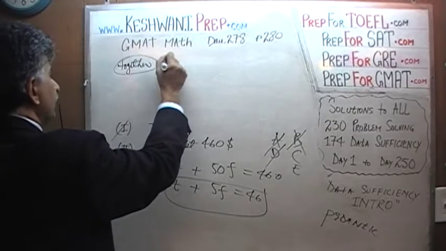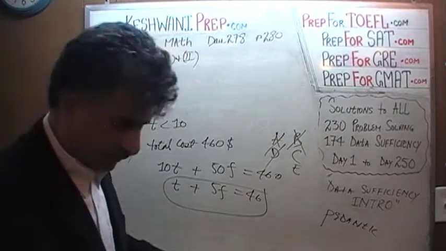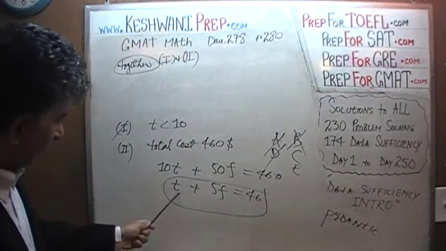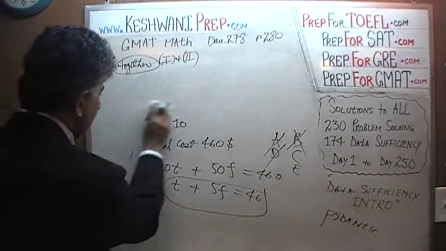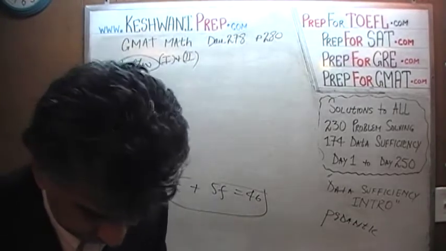When we put the two statements together, 1 and 2 together, then this is what we know. I need the room, so I'm going to erase all of this. Keep this equation in mind. This is what we know.